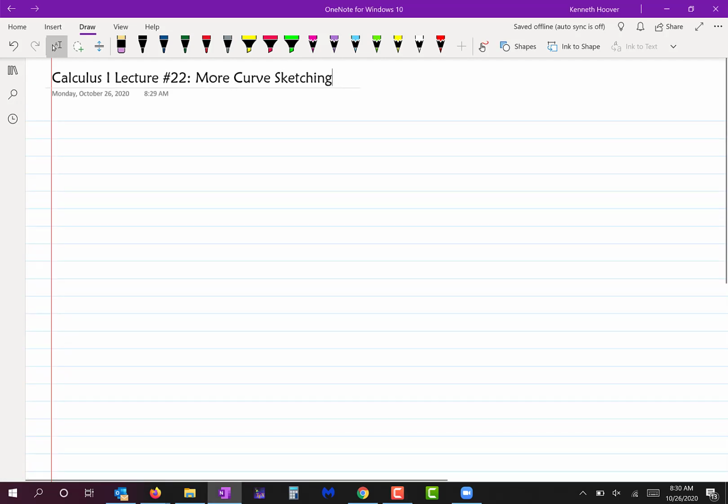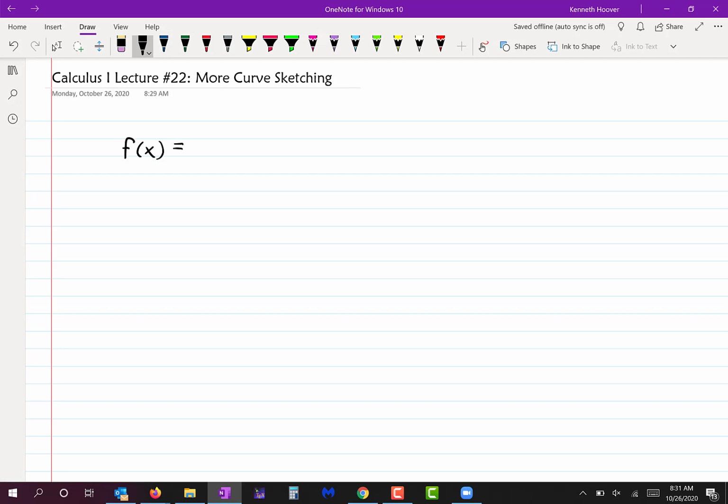Okay, this is going to be more practice on curve sketching, so this is not a new topic. This is just a continuation, basically, of lecture 21. In that lecture we did one example because it took a long time. Maybe we can see if we can do this one a bit quicker, just so that you can see that they don't have to take so long.